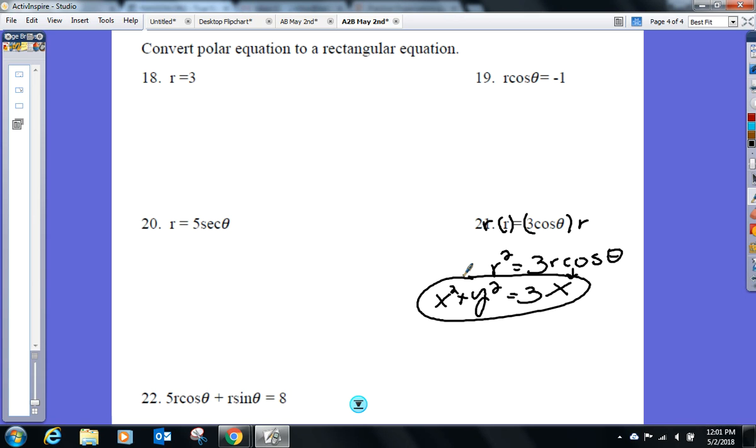So anything in polar needs to be solved for R. Anything in rectangular needs to have X's and Y's in them. Questions? Yep. Yes, tomorrow. Yep. Secant, remember, is 1 over cosine. Cosecant, 1 over sine. That's it.